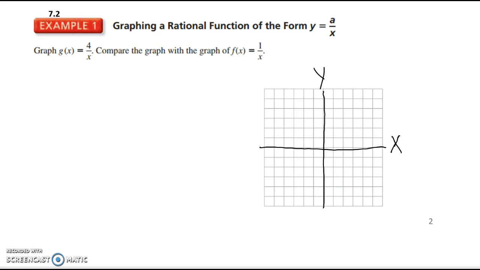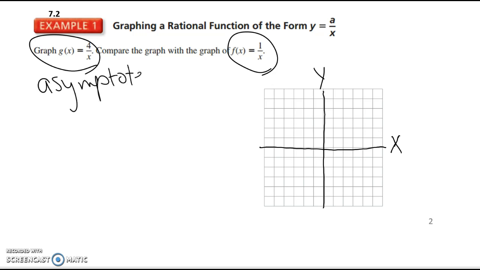Now go to example 1 in 7.2. We're going to graph the function g of x equals 4 over x and compare this graph with the function 1 over x that I just talked about. We know that there's asymptotes at x equals 0 and y equals 0. The reason for this is because we cannot plug in 0 to the denominator, so we will never get 0 for our function.